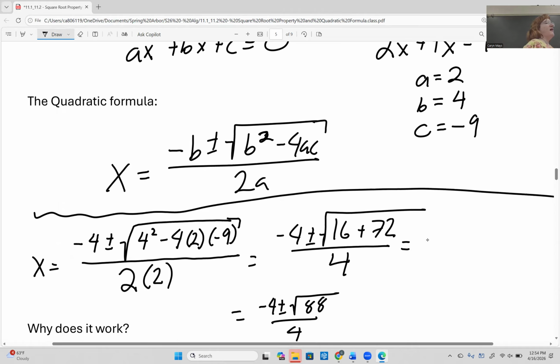If I wanted to simplify this further, what things could we do? Can I simplify that square root of 88? Or how would I simplify the square root of 88? It is 8 and 11. Let me do this off on the side. Square root of 88 is the square root of 8 times 11. What is 8 simplified down? 2 times 4.